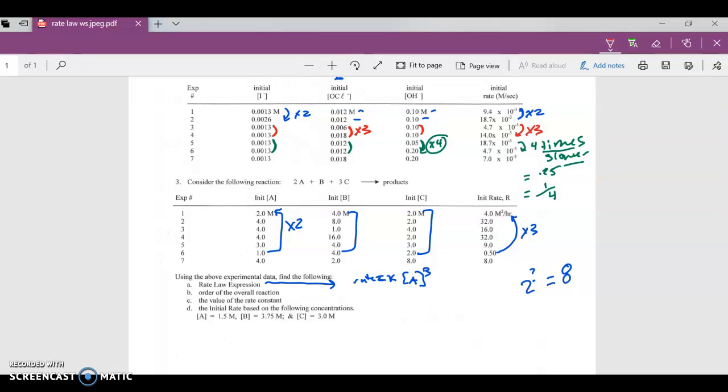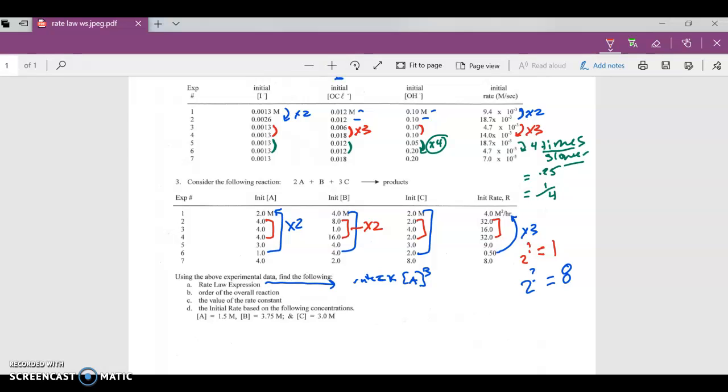Alright, going for my B. If I can find a spot where they're the same. I got my spot here. If I look at this red spot, I can see that my A's are staying the same as some of my C's, but my B went from 8 to 16, so it doubled. If I look at my rate, it went from 32 to 32, so it did nothing. So here's where I'm saying to myself, 2 to the what equals, well, 1, because it did nothing for rate. If I took 32 divided by 32, I would get 1.